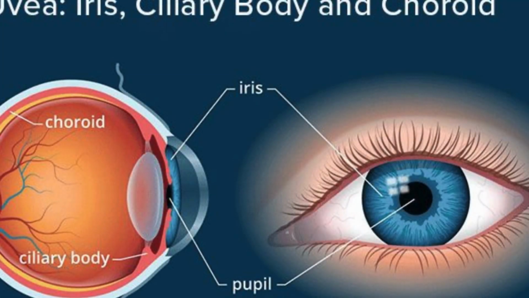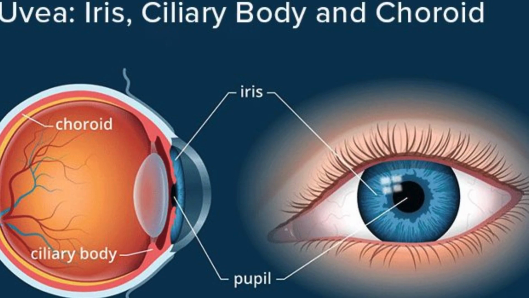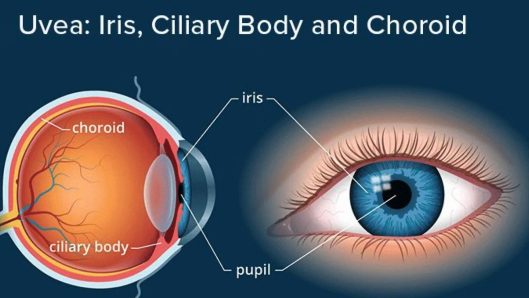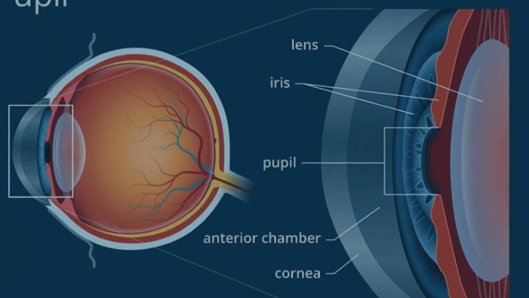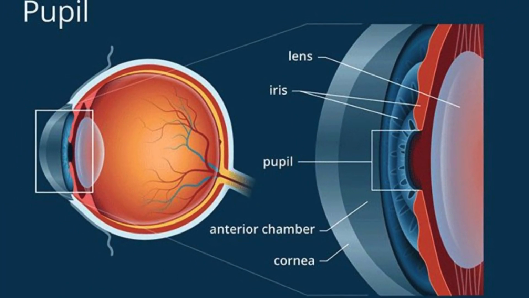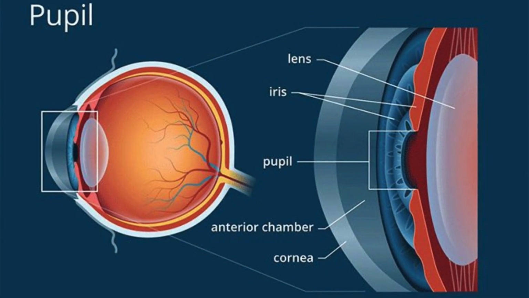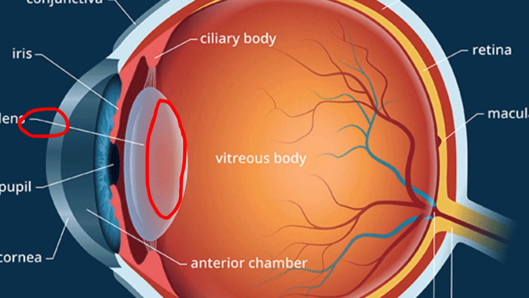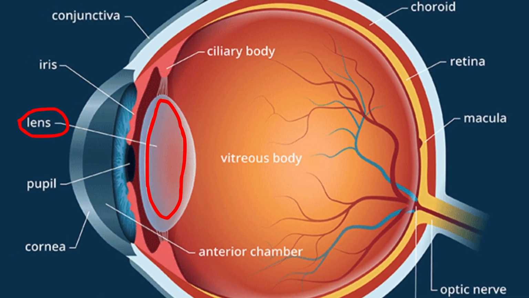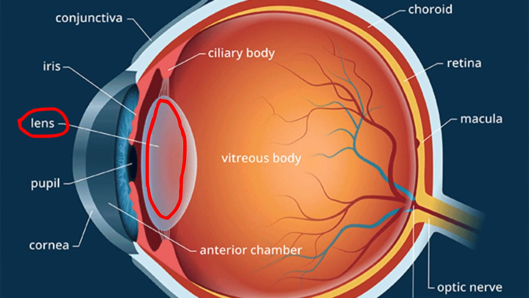Behind the cornea is the colored part of the eye known as the iris. The iris contains pigmented cells that give the eye its unique color, whether it be blue, green, brown, or any variation in between. The central opening of the iris is called the pupil, which can change its size in response to varying light conditions. Just behind the iris is the lens, a flexible and transparent structure that plays a crucial role in focusing light onto the back of the eye.